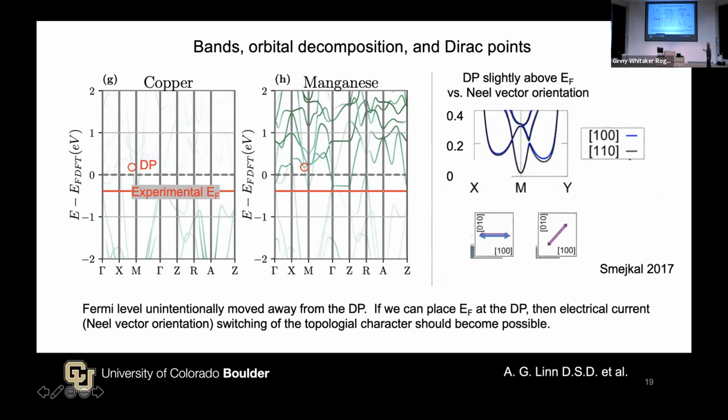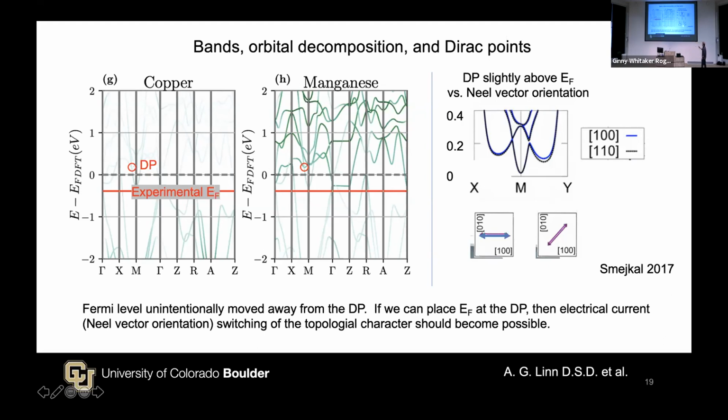Here's an overview, again, of the DFT plus U calculations. States are primarily manganese. Our chemical potential is down here. This is the roughly 400 millivolt shift, unintentional doped shift. And I would say the initial sad thing is we moved away from the Dirac point, which is the one we really wish to control. This is the Dirac point.